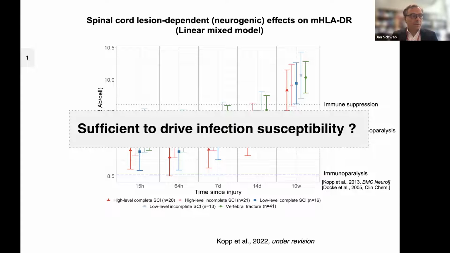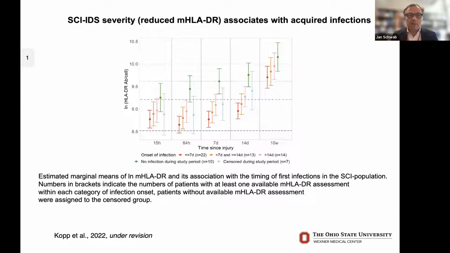So is this sufficient to drive infection susceptibility? And to get a better answer to that, we extended the analysis and looked at whether early onset infections are particularly seen in patients with low monocytic HLA expression.